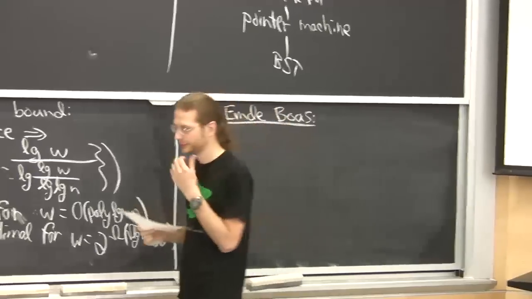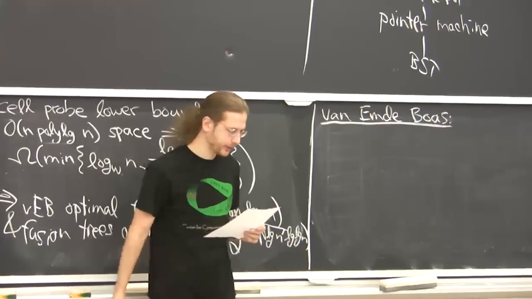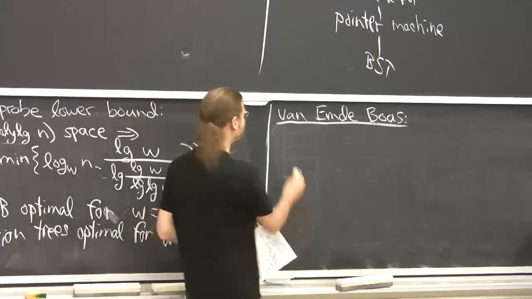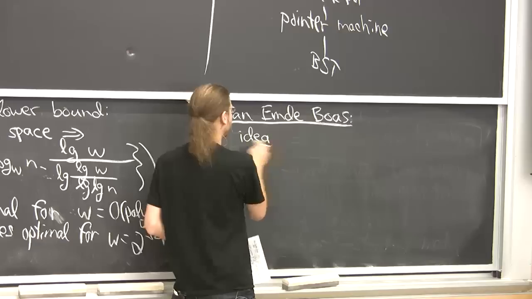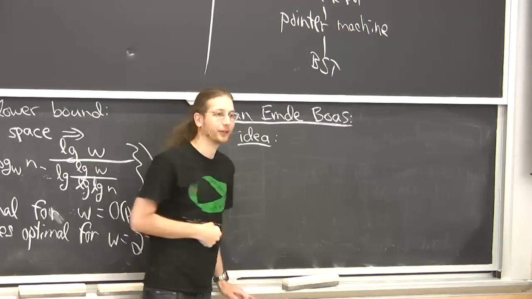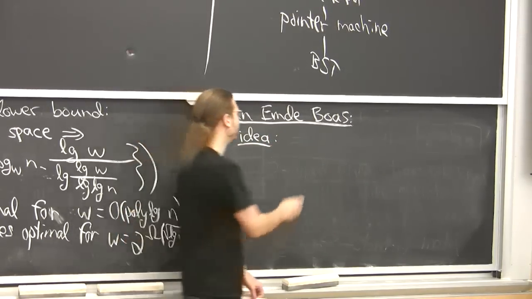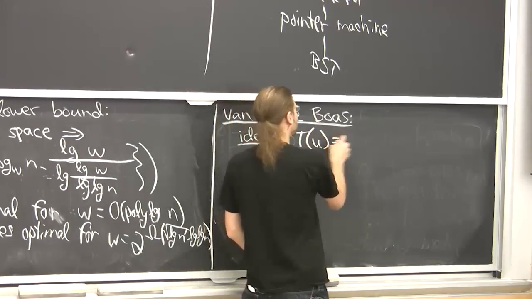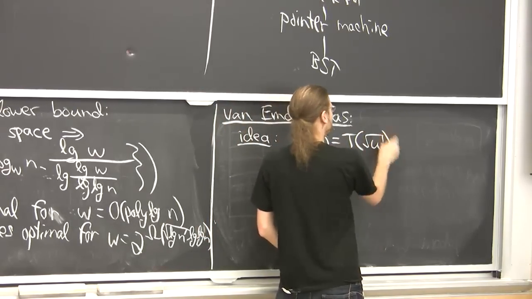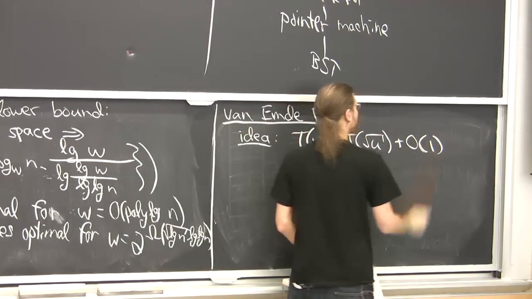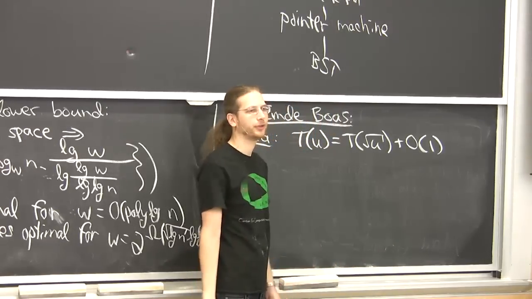Yeah, let's dive into it. I'll talk about history a little later. The central idea, I guess if you wanted to sum up Van Emde Boas in an equation, which is something we very rarely get to do in algorithms, is to think about this recurrence: T of u is T of square root of u plus order 1. What does this solve to?